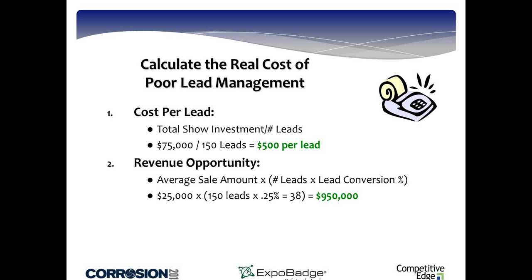So here we go. Let's say that my average sale amount is $25,000. And let's say that I capture 150 leads at my last show. And let's say that my conversion rate on leads is 25%. One out of four converts to a deal or an order. That would be 38 orders. So the revenue opportunity for me is $950,000. It's almost $1 million.